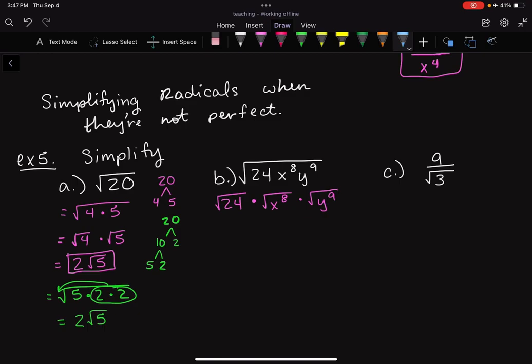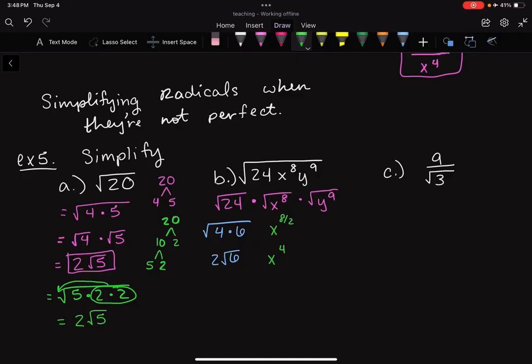All right, 24, I'm going to do that one first. So 24 can break up into 4 times 6. So this can break up into 2 root 6. And that's as far as it can go because 6 does not have another perfect square inside. Let's work on the x to the 8th. Now we can write that as a fraction exponent. So this is x to the 8 over 2. So that's going to be x to the 4th.